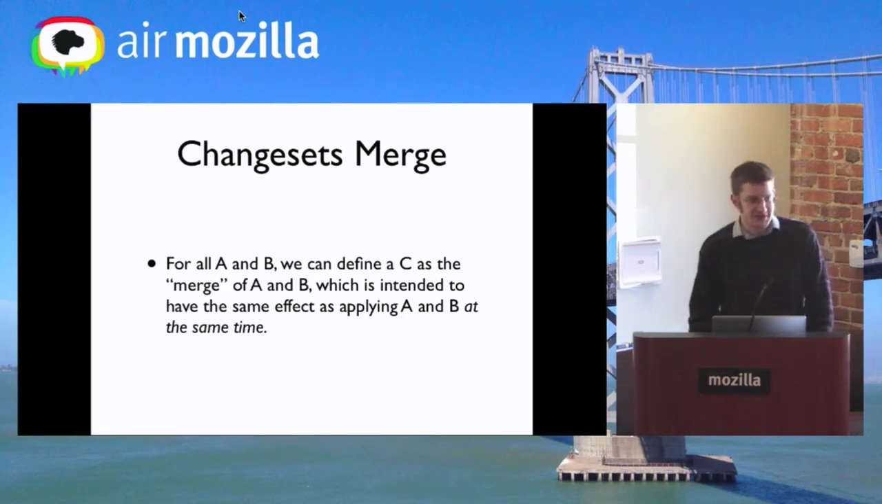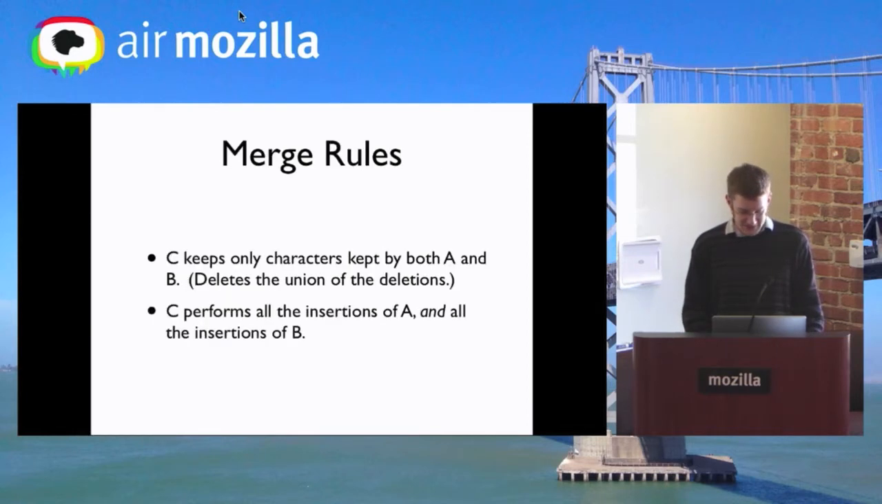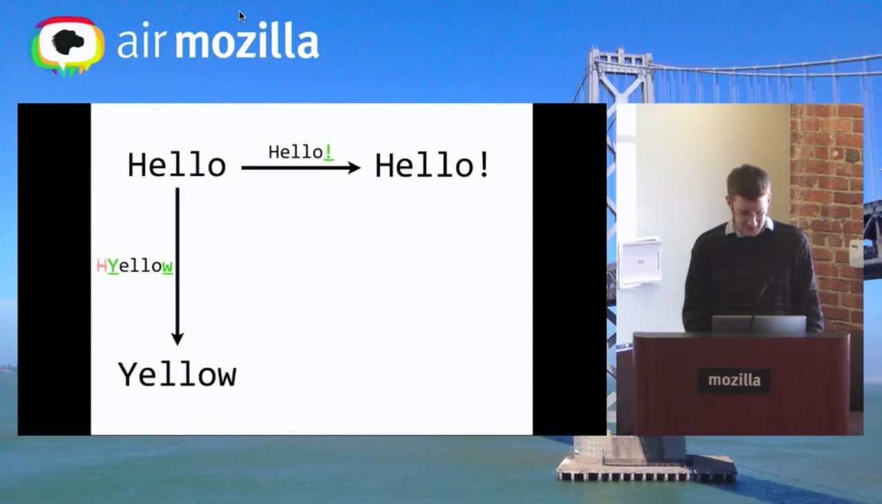We can also merge change sets. So I already described roughly how you might merge two people's simultaneous edits to a document. The way we express that is to say, for all change sets A and B, we can define some change set C as the merged change set that's supposed to have the same effect as if both were applied at once. Actually, let's skip to the diagram.